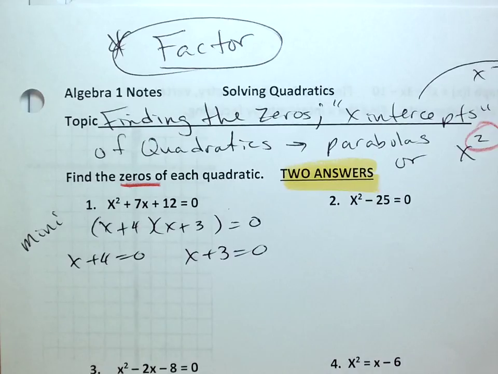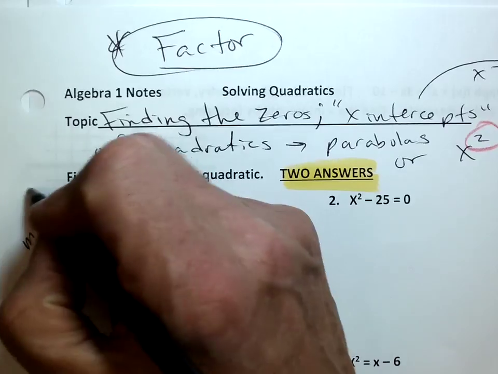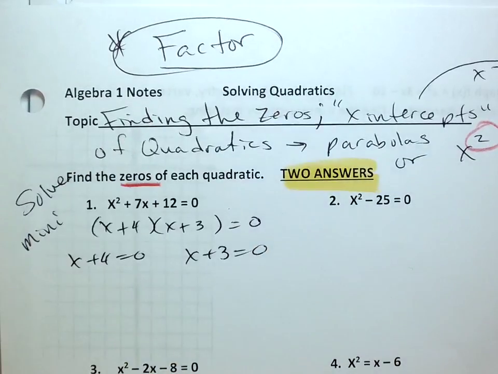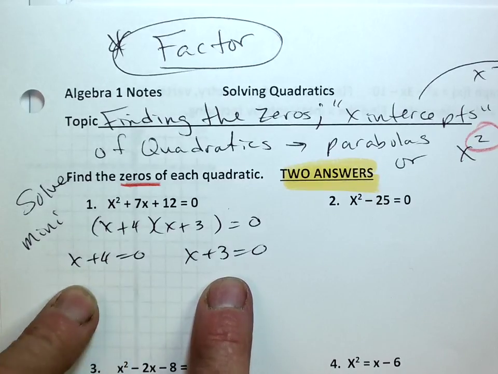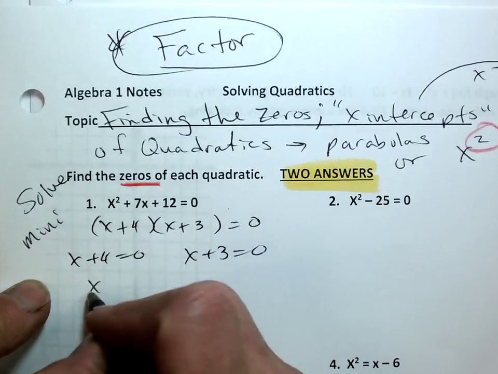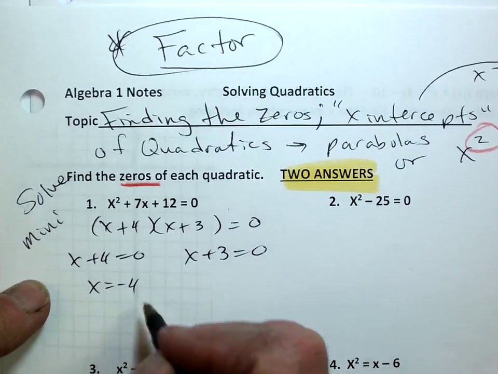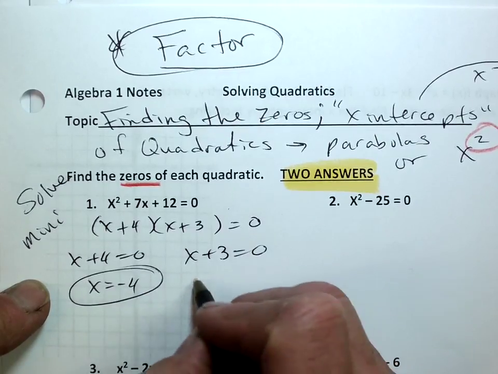So after I factor it, it equals 0. Now the difference today is the equal 0. So after we factor, we go a step further. Okay, we're going to solve. We need to solve. So the difference today versus all the other days is after we factor it, we need to solve. So we get two little mini equations. Well, these are pretty darn easy to solve, right? Minus 4, minus 4. One answer is negative 4. Minus 3, minus 3. The other answer is negative 3.